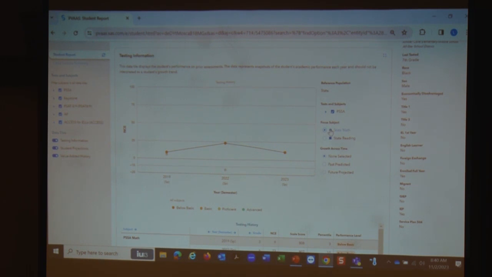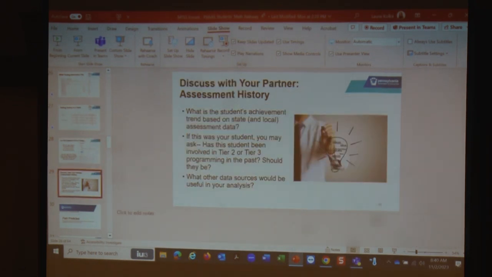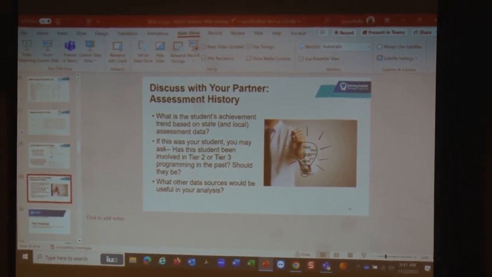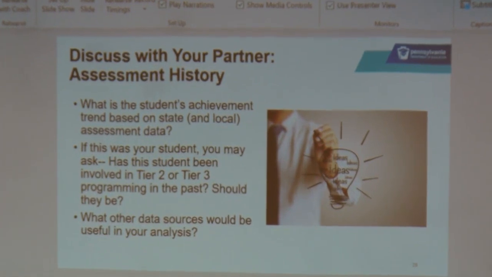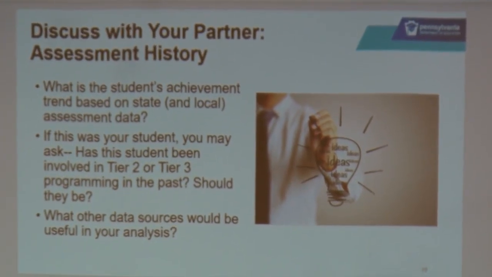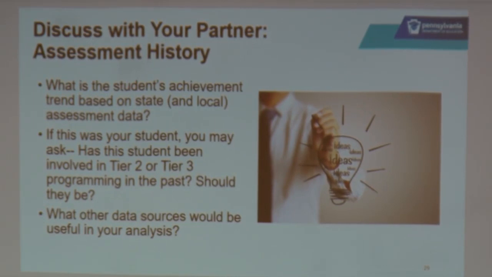There's lots of other features to this tile that we're going to get to. But for right now, take a look at the assessment history, find a student, either a demo student or one of your students, and think about these questions. What's the student's achievement trend based on data? If this is your student that you know about, you want to be thinking, okay, has the student been involved in any interventions? What's the student's plan? And then are there any other data sources you would like to consider in your analysis? So just take a moment to explore testing history, and then we're going to move on to another feature after testing history.